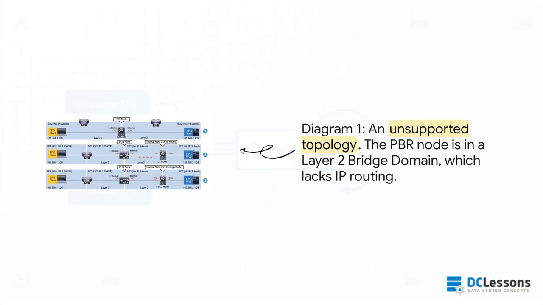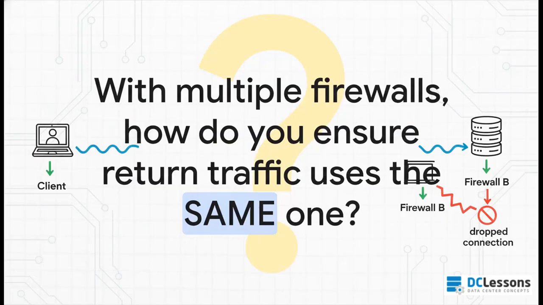This diagram shows a firewall plugged into Layer 2 only bridge domains. This is a big no-no. It will not work. I mean, the name says it all. It's policy-based routing. It needs a Layer 3 gateway to make those redirection decisions. If there's no IP subnet and routing on the bridge domain, the fabric has no idea how to forward the traffic correctly.